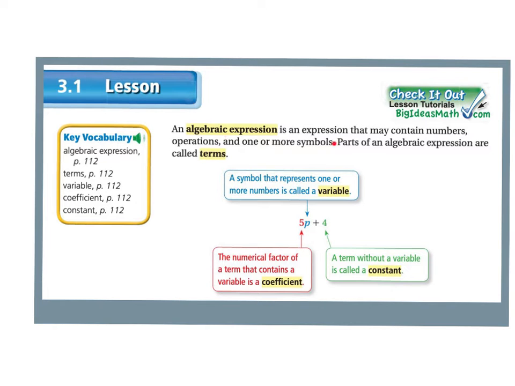So again, an algebraic expression may contain numbers, operations, and one or more symbols. Parts of an algebraic expression are called terms. So here are the terms, 5p and 4. Remember, the variable is the letter, the coefficient is right next to the variable, and then the constant does not have a variable next to it.